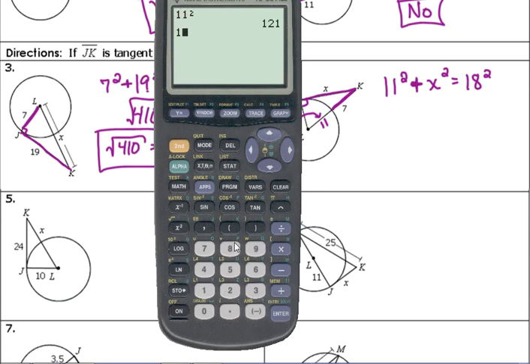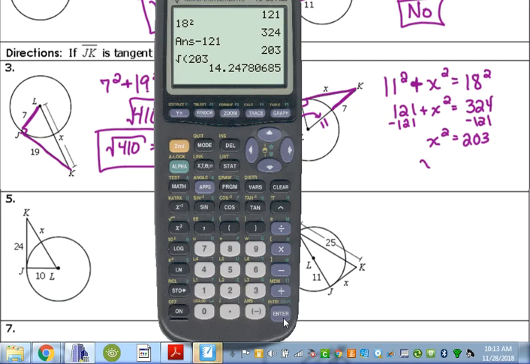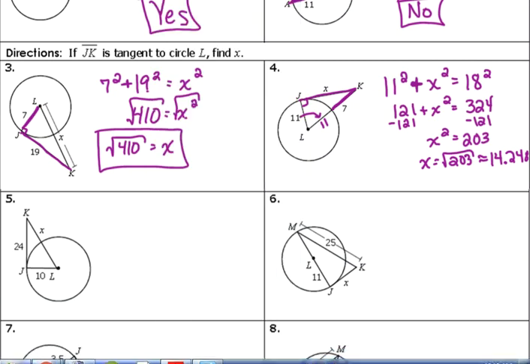11 squared, 18 squared, so 11 squared is 121. 18 squared is 324. Subtract 121. So x squared is equal to 203. Seriously doubt that that's a perfect square. It is not, so we're going to write it as the square root of 203, and we're going to say that's also approximately 2.48. And go ahead and put a decimal approximation on that as well.